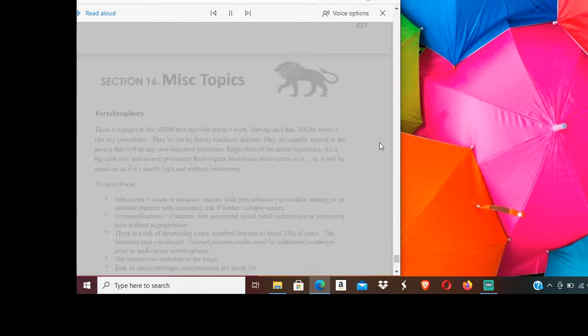537. SEC 110N16, miscellaneous topics. Vertebroplasty. There is a paper in the NEJM that says this doesn't work. Having said that, NEJM doesn't like any procedures. They're run by family medicine doctors.